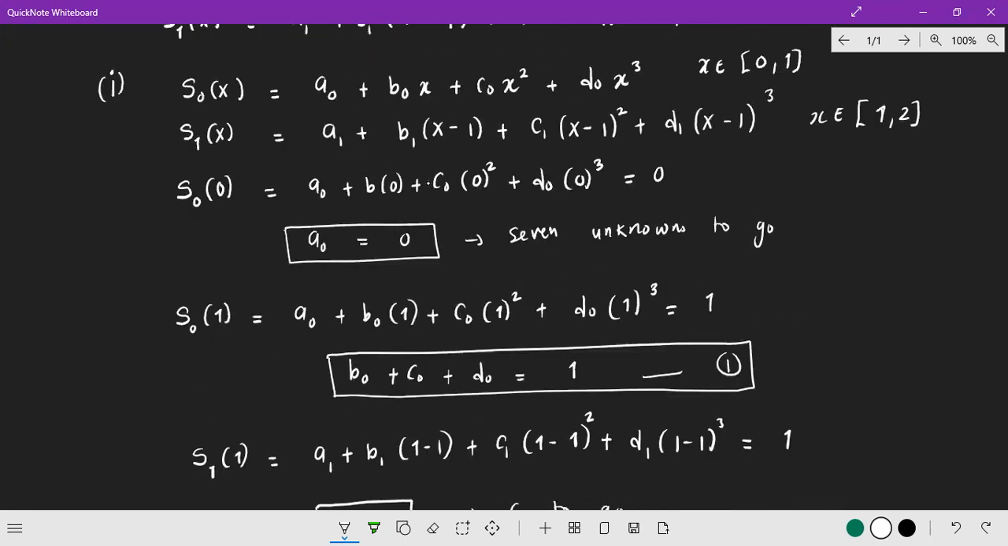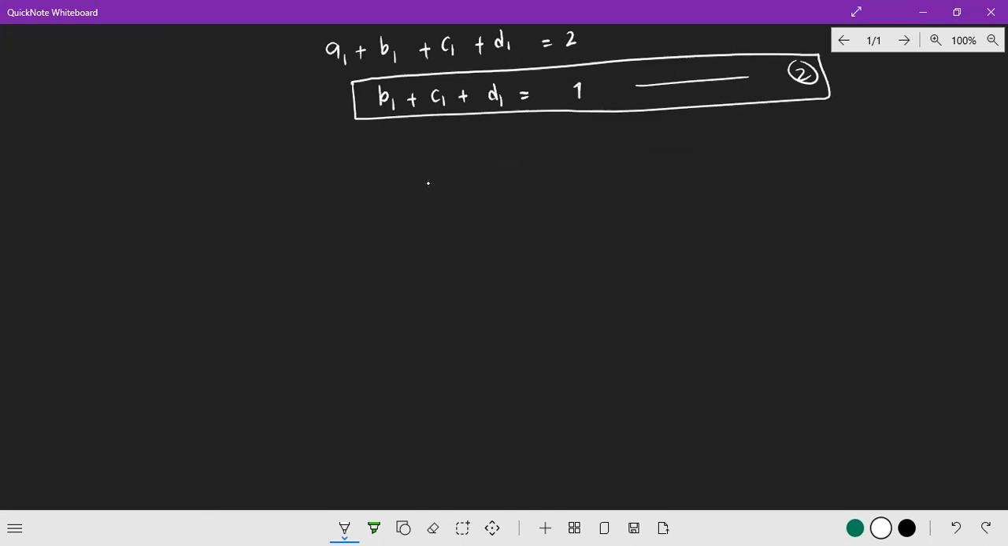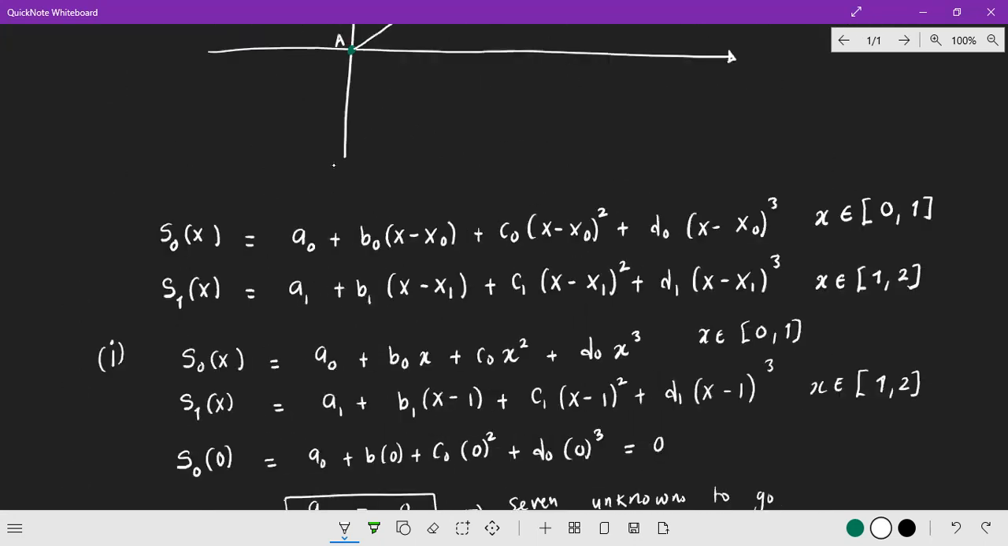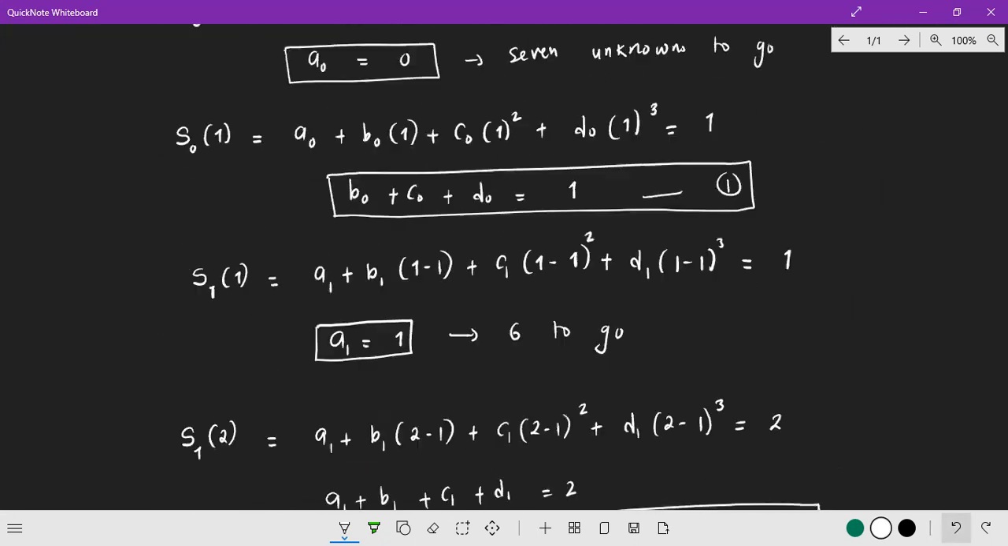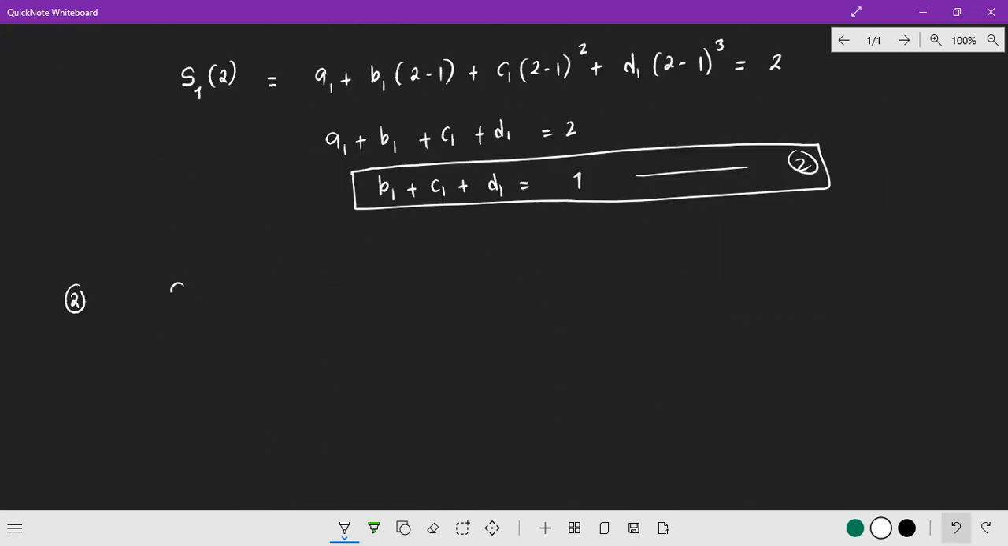Next, I'm going to look at condition number 2, which talks about the continuity of the function. So the function must be smooth. This means that the derivative of S naught at the common point here must be equal to the derivative of S1 at the same common point. So in simpler terms, we're going to equate the derivatives of these equal to each other because we're making sure that there's no jump here. The curve is smooth. Okay. So I'm going to say the derivative of S naught, evaluating this at the common point, happens at x is equal to 1.